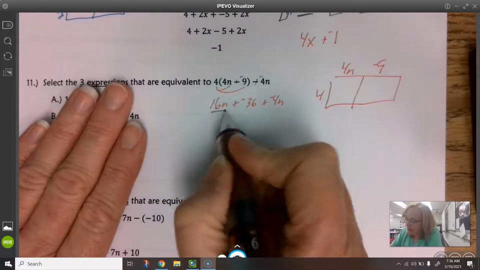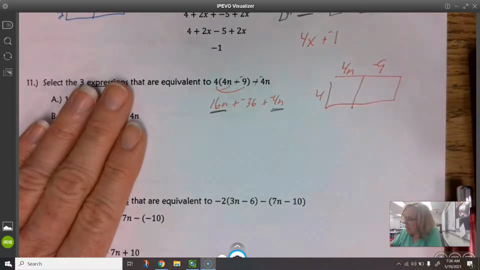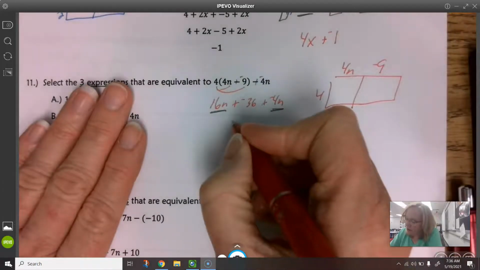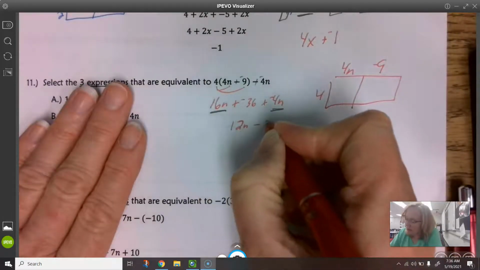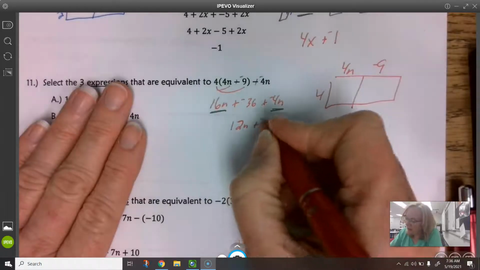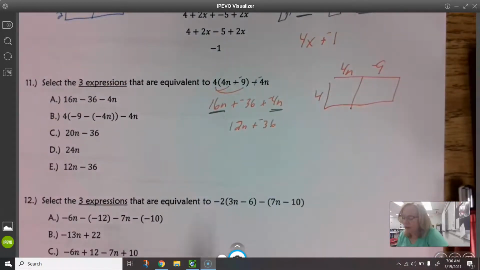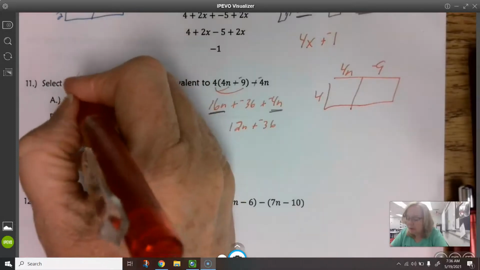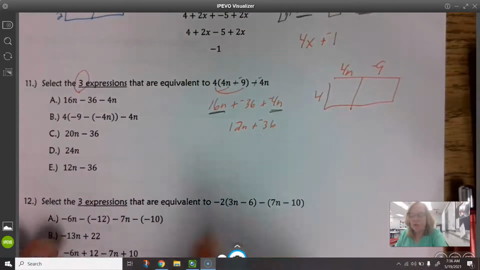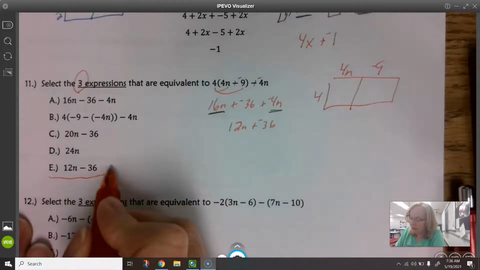We're going to combine our like terms, so indicate our like terms right here. 16 and -4 is 12n minus 36, or plus a negative. Okay? Plus a negative might be easier for what we're doing. So let's first, on this, we have to pick 3. So let's go with what our answer is. Our answer is this one right here.